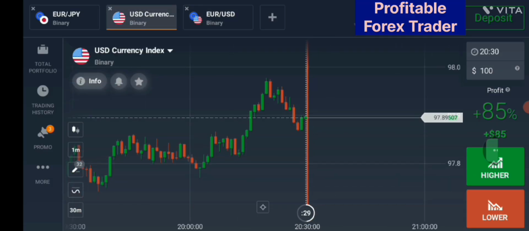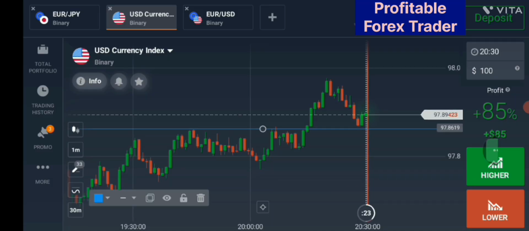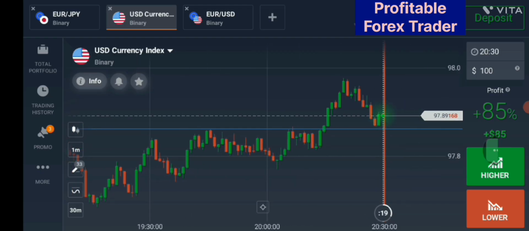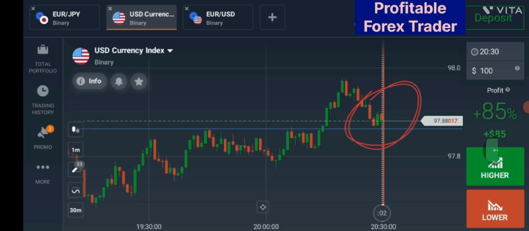Okay, so what do we have here? See US currency. Place my horizontal line here. What do we see here? It has broken above the resistance, came back to retest, and then we have this green candlestick. The buyers push the price up, and then the sellers are pushing the price down to the support. Likely when it gets back to the support, it could bounce up again.